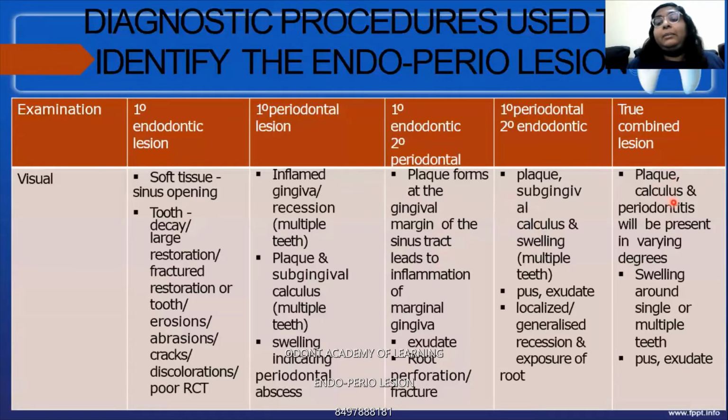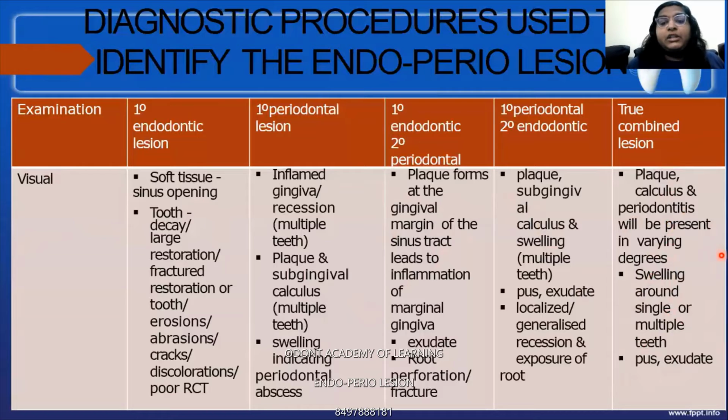There will be plaque, there will be calculus, there will be periodontitis in varying degrees, as well as swelling around single or multiple teeth, and pus and exudate as well. Okay, and the tooth may have also become non-vital. The tooth which we are going to treat could also have become non-vital. But you cannot tell under visual examination whether a tooth is vital or non-vital.